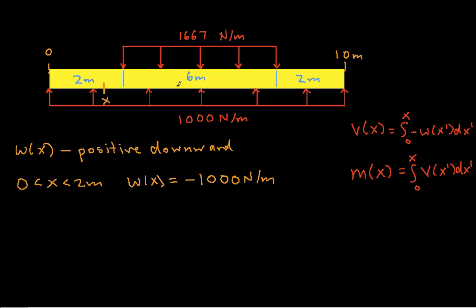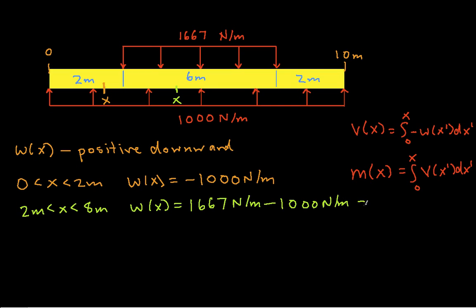If I now look at x somewhere between 2 meters and 8 meters, then we'll have w of x. We have the 1,667 newtons per meter pointing down. And then we have the 1,000 newtons per meter pointing up. So for x between 2 meters and 8 meters, our weight density is 667 newtons per meter.